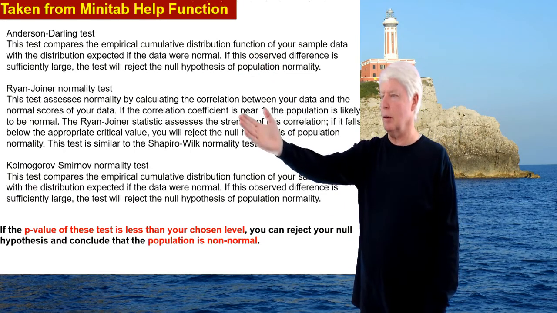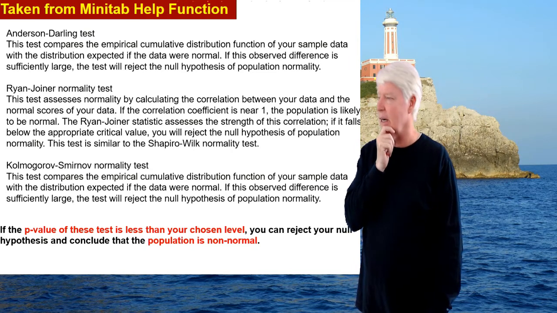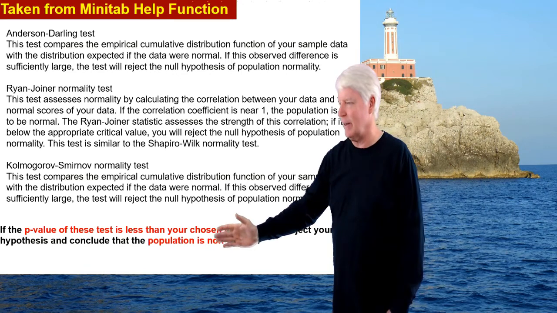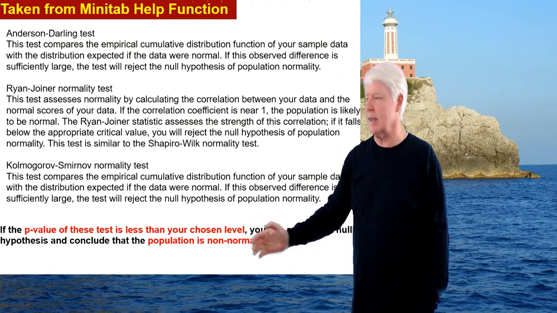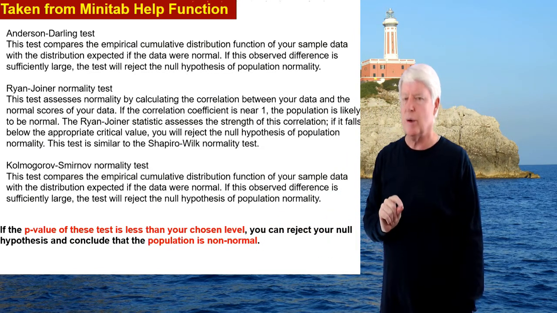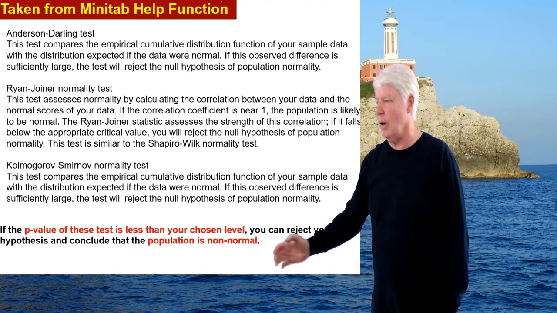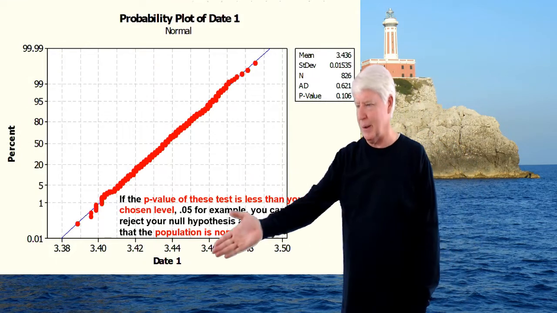This goes into a little greater detail. Again, I put that down there for your reference. I'm not going to read through all those, so you don't have to take off running on me. And I just wanted to remind you again, students struggle with this. If the p-value of these tests is less than your chosen level, which mine is usually 5%, that's pretty common, you can reject your null hypothesis and conclude the population is non-normal. And there I put it again.